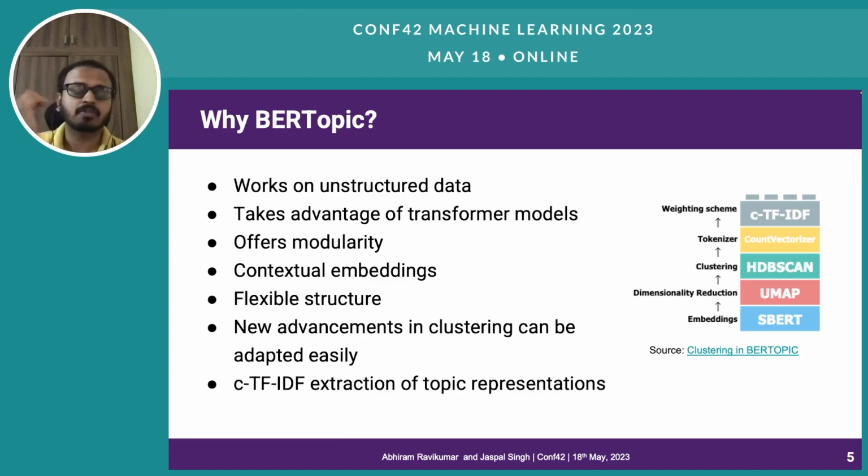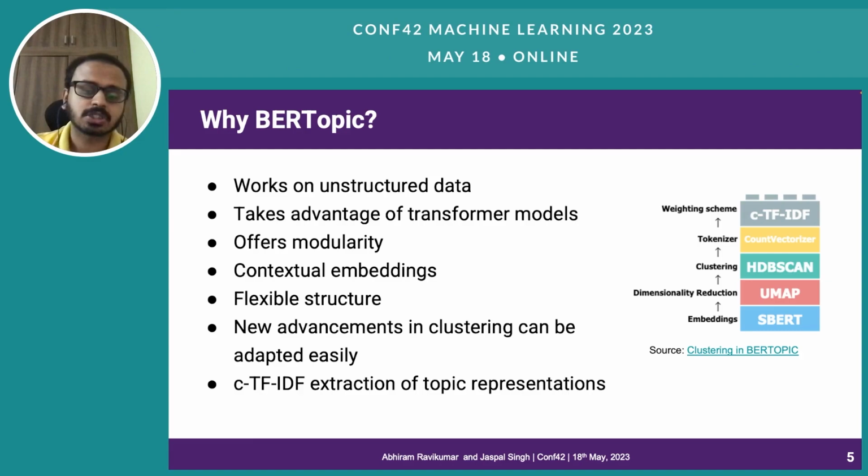Also, it is capable of taking advantage of transformer models like BERT and other embedding models, and efficiently converting the textual words into contextual embeddings, which is a vector format or a numeric format, right? And it offers modularity. So for example, on the image, there are different processes listed that happen as part of the BERTopic technique, and embeddings is one such process. Dimensionality reduction is another process, followed by clustering.